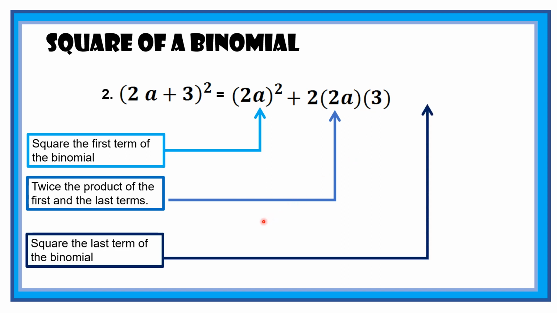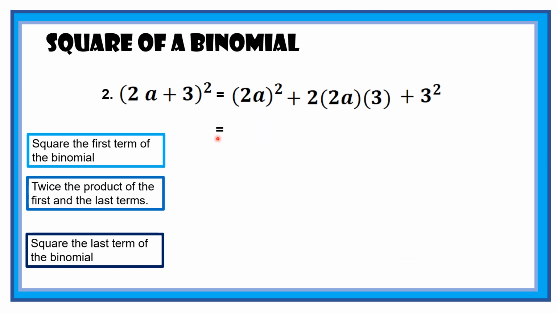Next step, square the last term of the binomial. The last term is 3, so we have now 3 squared. Next, we will now simplify.